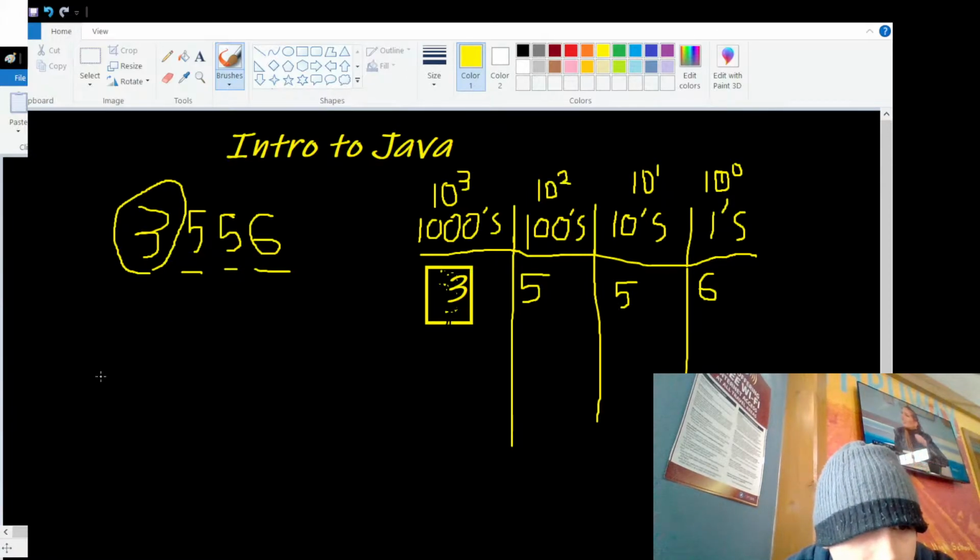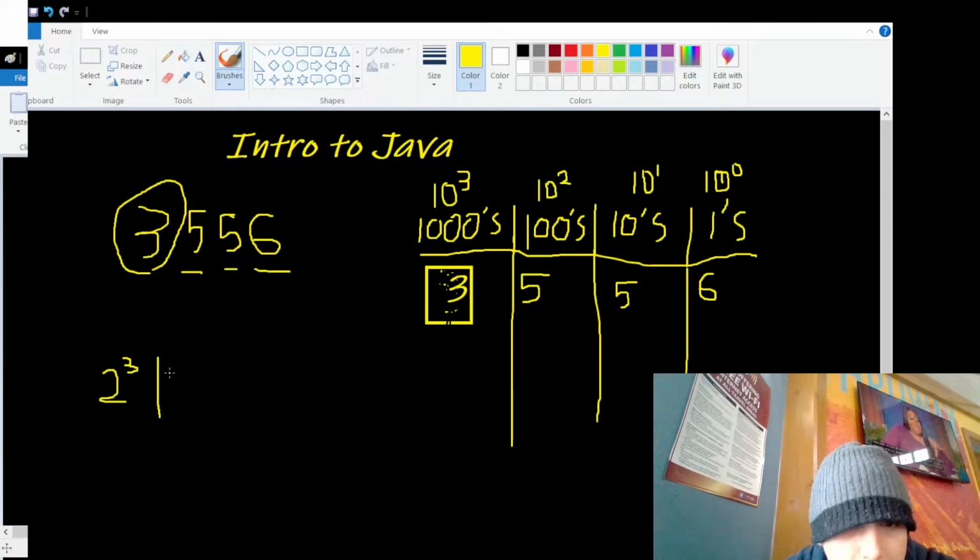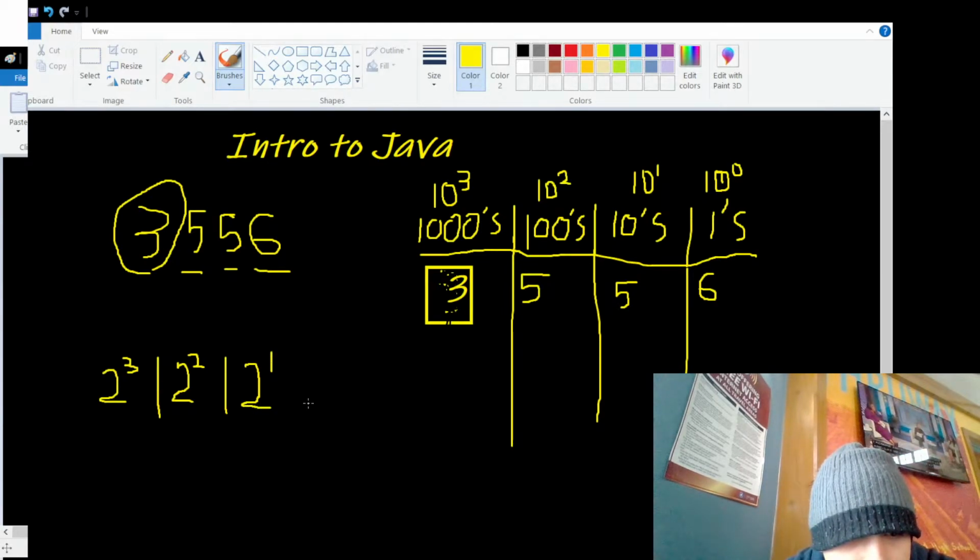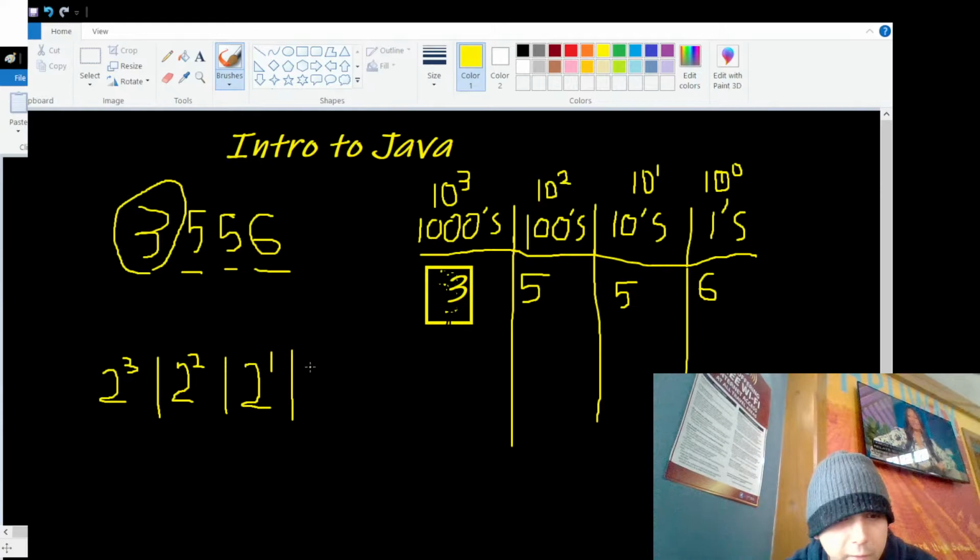So if you were to represent another number, let's have a 2 to the 3rd place, a 2 squared place, a 2 to the 1 place, and a 2 to the 0 place.